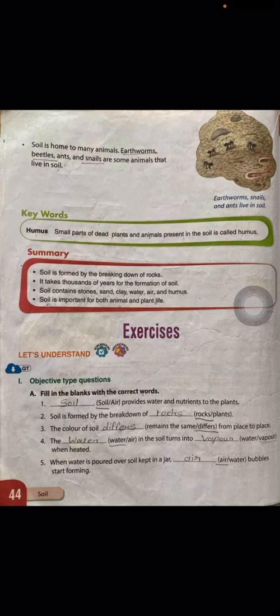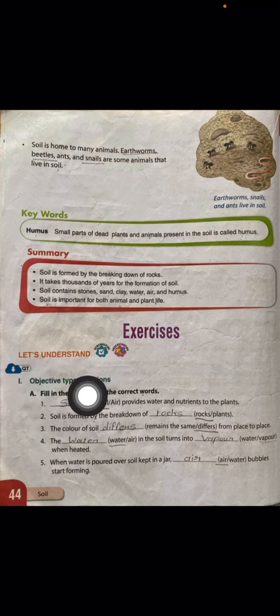So today we are going to revise our PA2 syllabus, right? In the PA2 syllabus we have two chapters: chapter number 4, soil, and chapter number 7, parts of plants. So we will revise the textbook exercises of these chapters. Okay? So open your textbook and let's learn all these objective type questions.